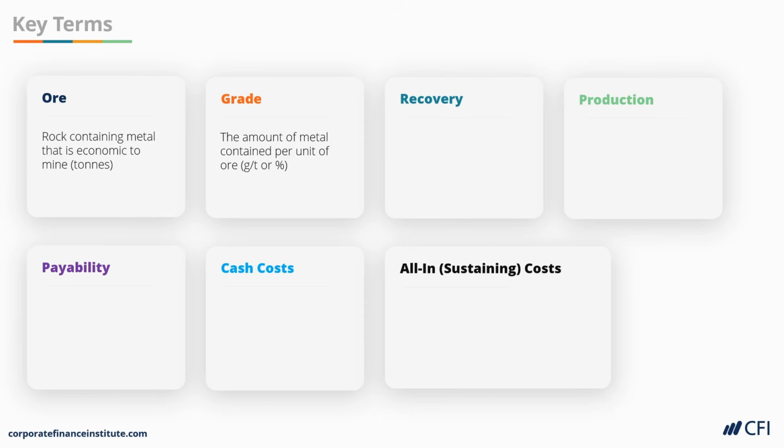If it was a base metal, it would most likely be referring to the grade in a percentage, say 2 to 3% copper per ton of ore. The recovery rate is the percentage of the metal that's actually recoverable from the ore through the processing methods that are used. Production refers to the amount of metal that's produced each year. In the case of a gold mine, this will be ounces per year. For a base metal, it would be in tons per year.